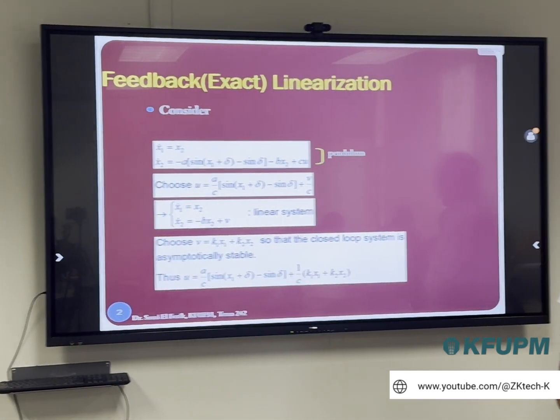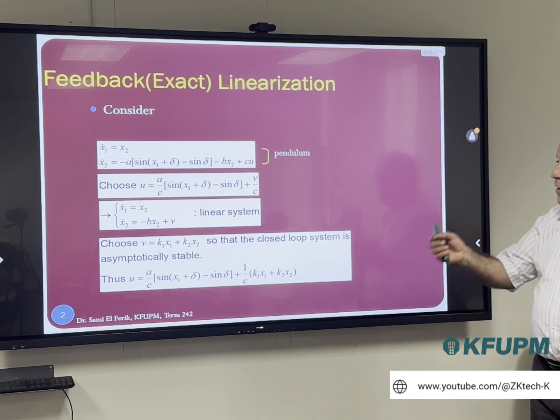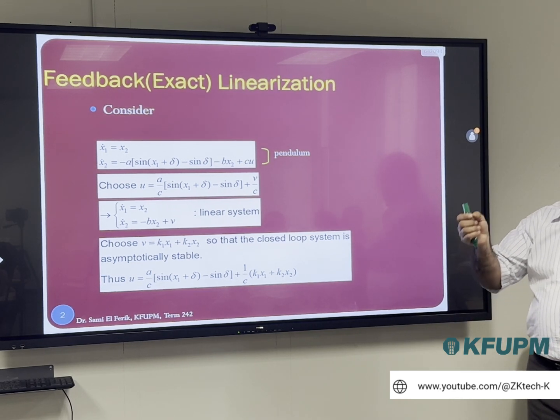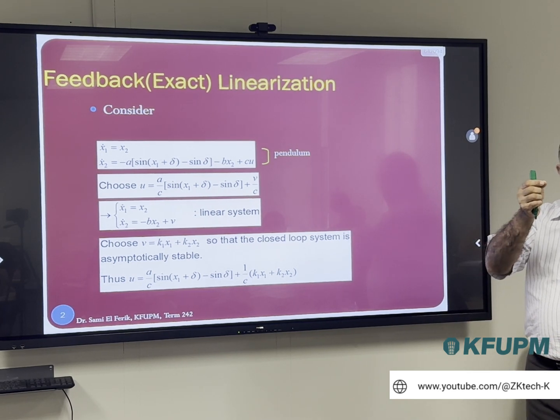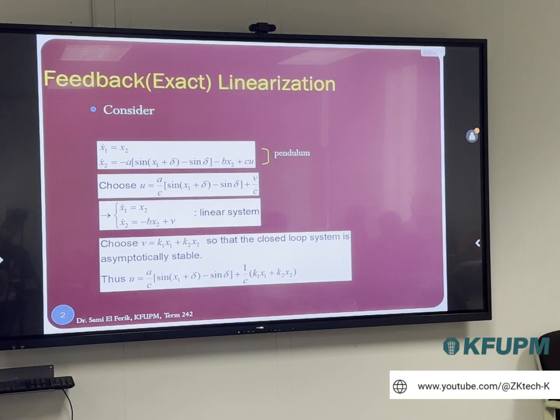Professor, what's the delta here? Delta is the change of the angle. You are at a certain particular point x1, which is the angle of the pendulum. Right, so I have here the pendulum. This is x1, and you change it by a value of delta. So it is the change of the angle.